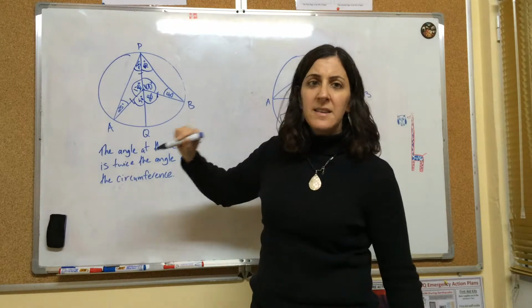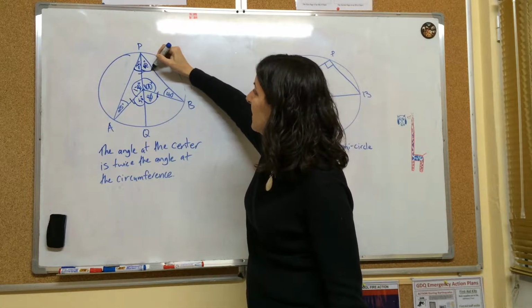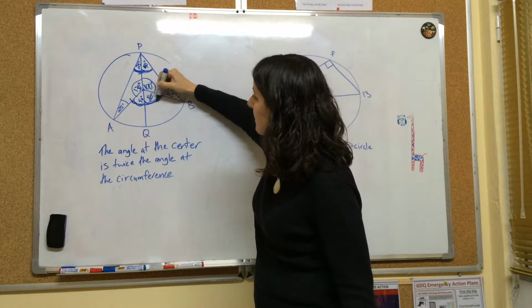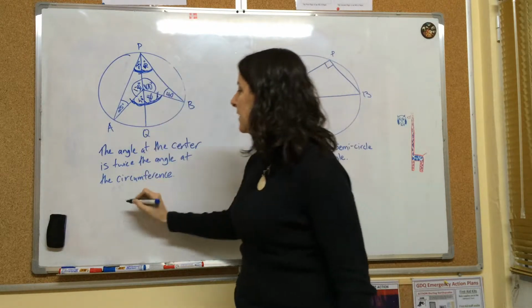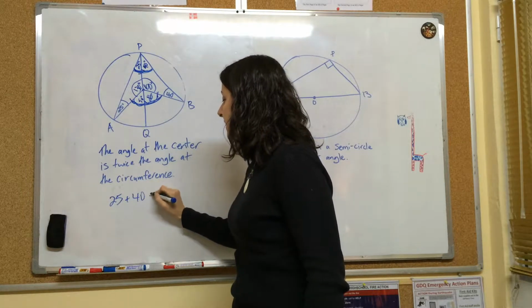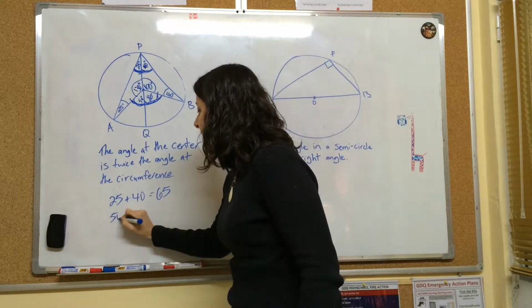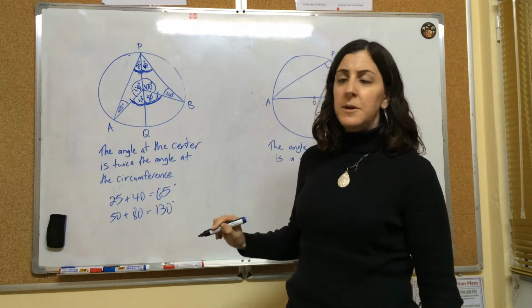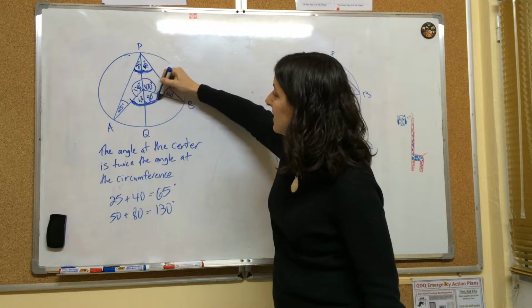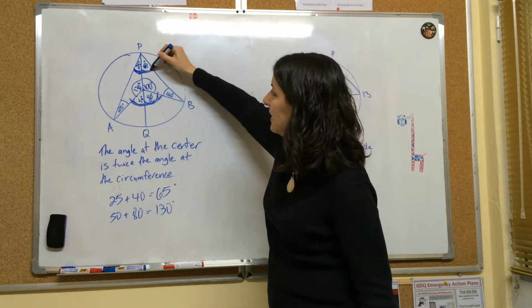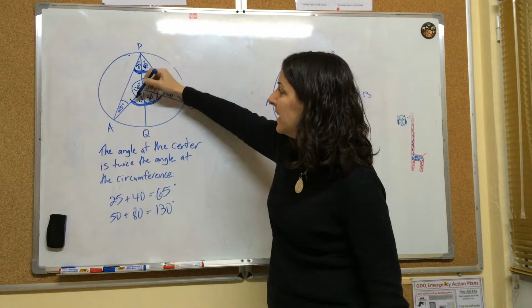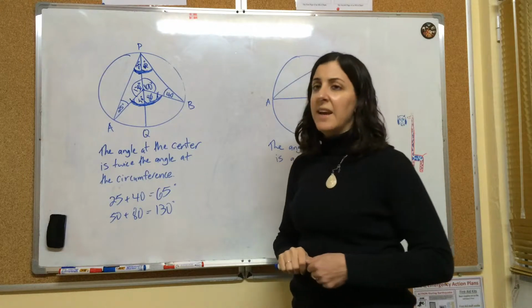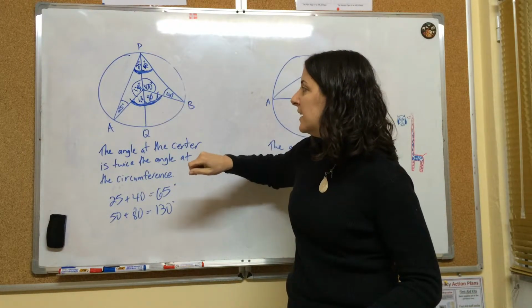Okay, so what we're trying to say with this theorem is that these angles here are going to be twice as much as those. So let's see if that's true. 25 plus 40 is 65, and 50 plus 80 is 130. So indeed, that is true. So this is proving that the angle at the center is twice the angle at the circumference. Again, you can see it's not this inside angle, it's the outside angle that you're going to be looking for. So make sure that you are looking at the right angle. It's kind of the reflex angle, the one on the outside.